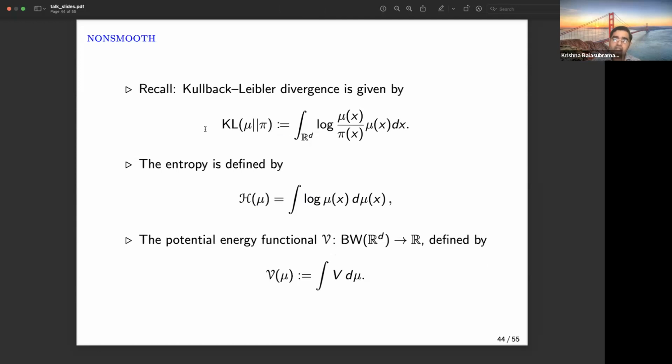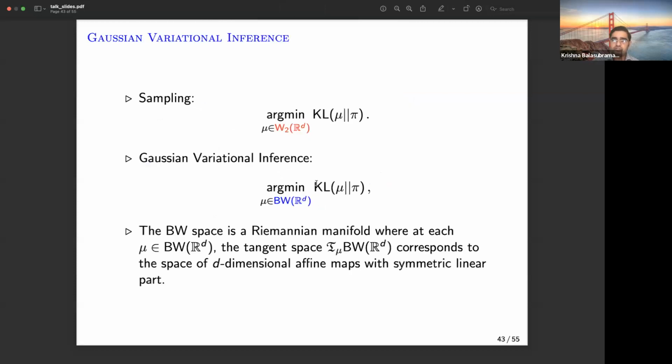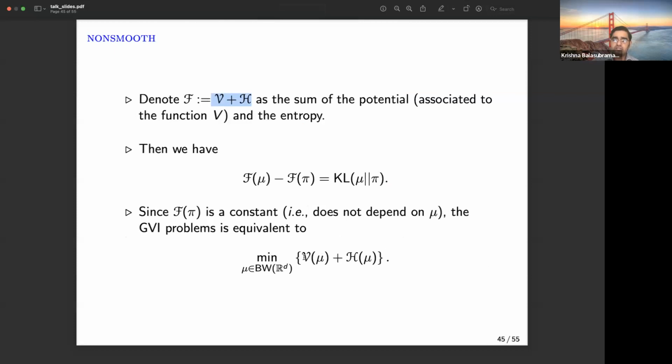To do that, we will again get more insights from what they do in optimization, right? To see why, first recall that this is the KL divergence, and you can define something called the entropy as something like this, and the potential energy as just the expectation of this V function. With this notation, it turns out that this KL divergence, which is given by this thing here, has this summation of V plus H form. So minimizing this objective is actually equivalent to minimizing this V plus H over the same space BW of R^d. And why do we have to rewrite it in this particular manner in terms of V and H? It turns out that one of the functions is smooth and the other function is convex, meaning it can also be non-smooth, right?